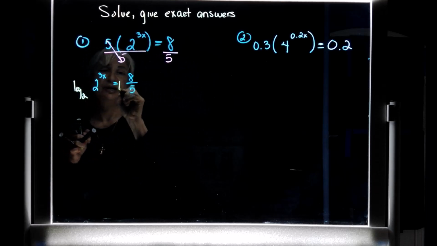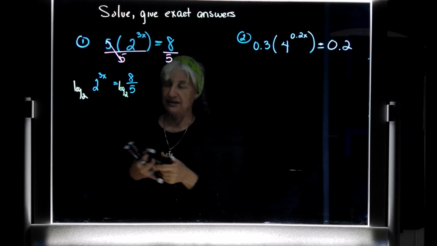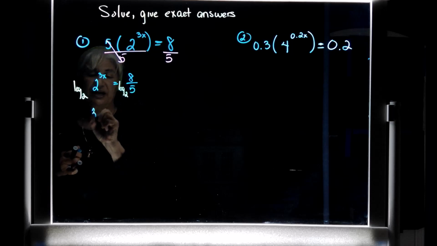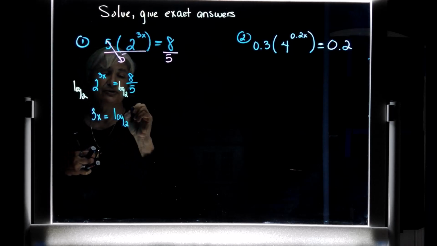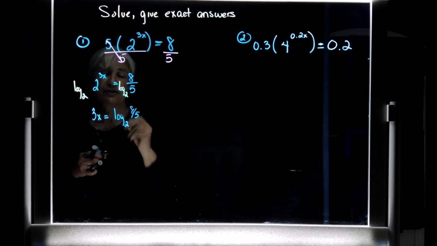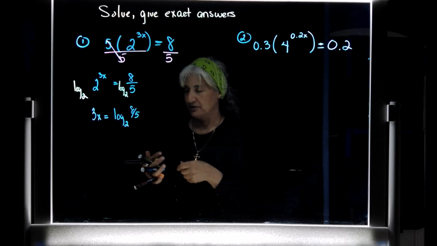Let me catch up with you guys because you already worked on this problem. And now your next line, 3x equals log base 2 of 8 over 5. Very good. Then what? And then divide by 3.